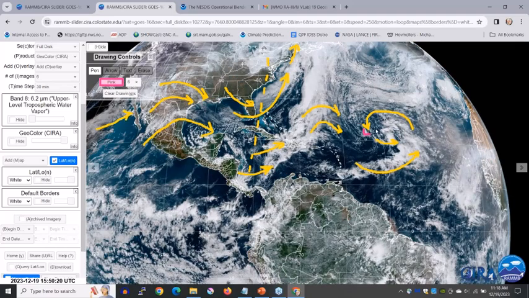Looking at the geocolor, we kind of have an idea of what the low levels are doing. Of course, we're looking at different levels, but it shows the low-level clouds better.